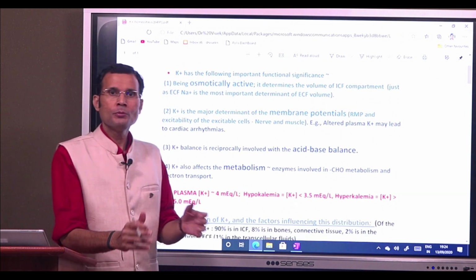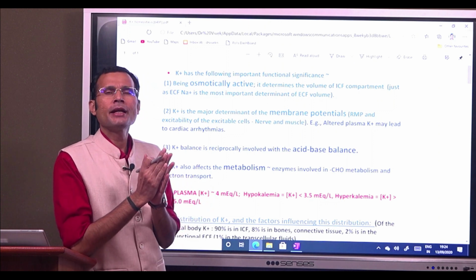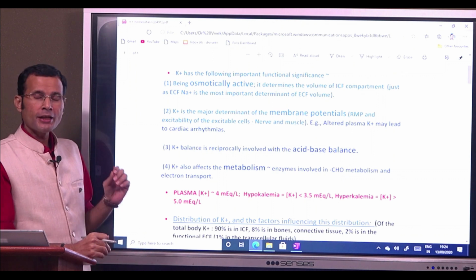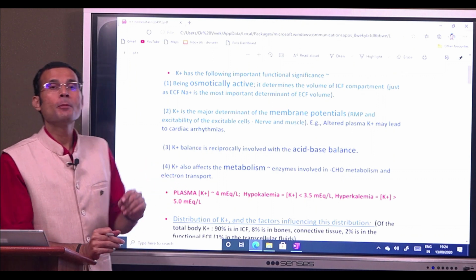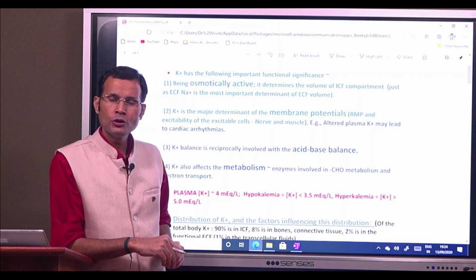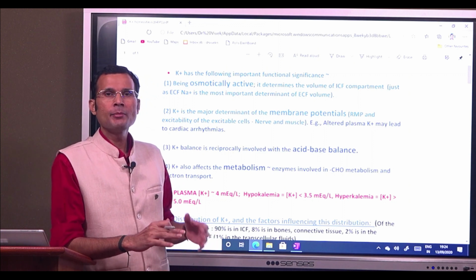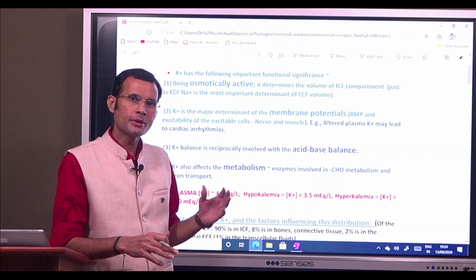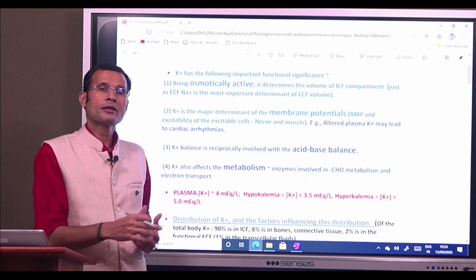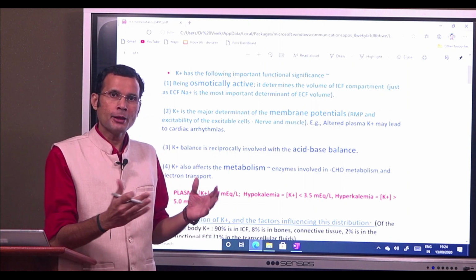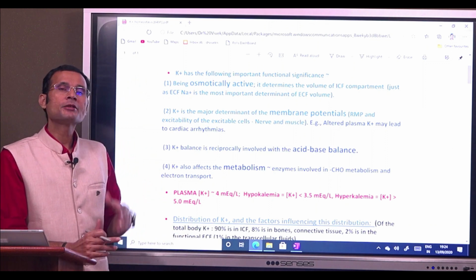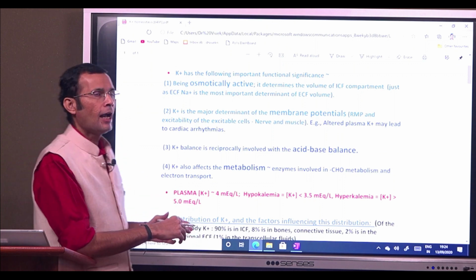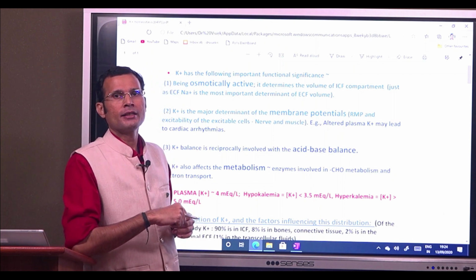Second point, I am just trying to enumerate the reasons why we need to regulate the potassium in the body. Second, potassium is the major determinant of the membrane potentials. You know, all cells, their resting membrane potentials are because of the potassium's diffusion potential from inside to outside. All the cells are negatively charged on the inside, their membranes, and it's called RMP, and it's mainly because of the potassium's diffusion potential. So, RMP and excitability of the excitable cells.